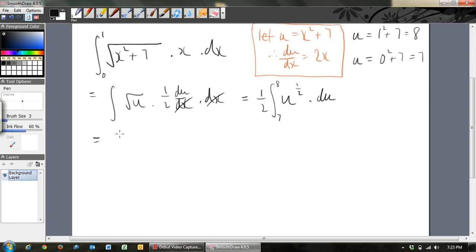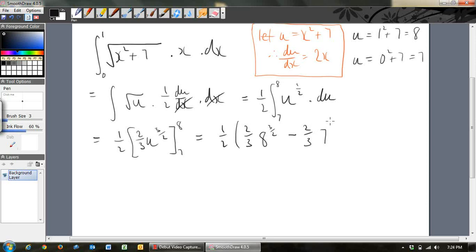Alright, now we can do this. It equals half, and then we have this integral. u goes to 3 over 2, and we divide by 3 over 2, and you get 2/3, and we evaluate that from 8 to 7. I've picked some bad numbers here, but I'll try my best. This is 2/3 times 8 to the power 3 over 2, minus 2/3 times 7 to the power 3 over 2.